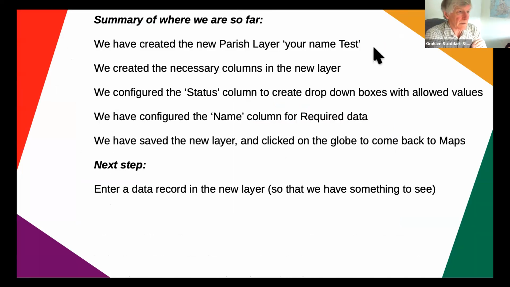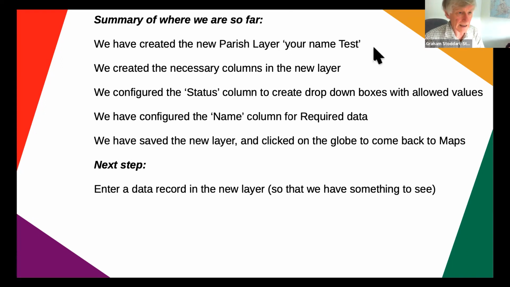Now on my page, I'm just summarizing where we are so that you know where we've gone. We've created a brand new layer, which is called something like Fred's test. We've created 3 columns in the layer. One was status, which we agreed would have drop-down boxes with allowed values. We've made the name field a required field, and we saved the layer and we're all set to go. Now, there is no data in that layer at the moment. All we've created is the infrastructure for adding data, and we add data by what's known as features.